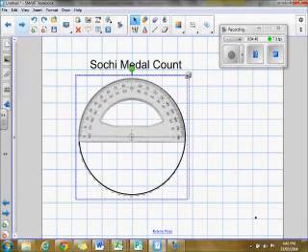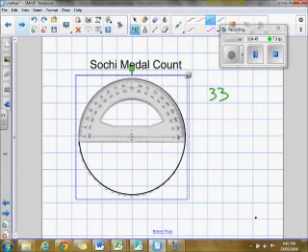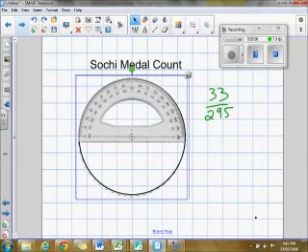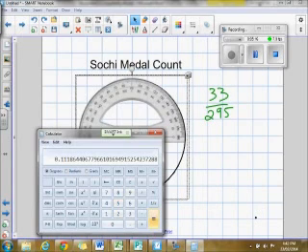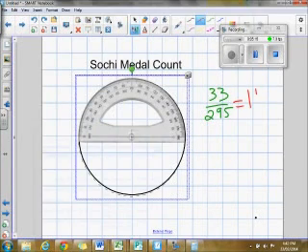So for example, Russia had 33 medals in total. There are 295 medals in all. So to find the percent of the number of medals that Russia had, we would divide 33 divided by 295, and we get 0.11. So 11% of the medals were won by Russia.